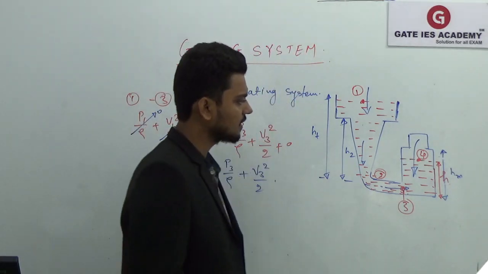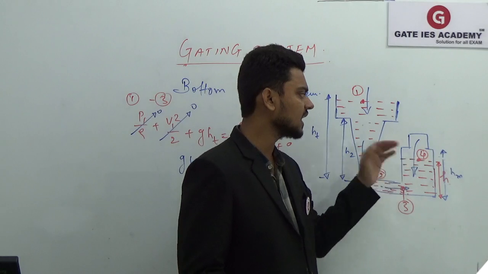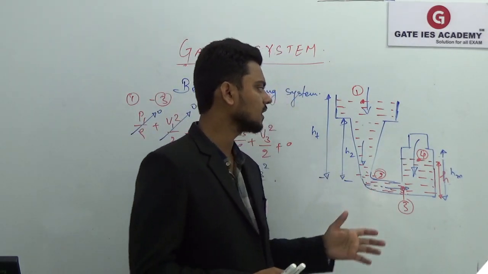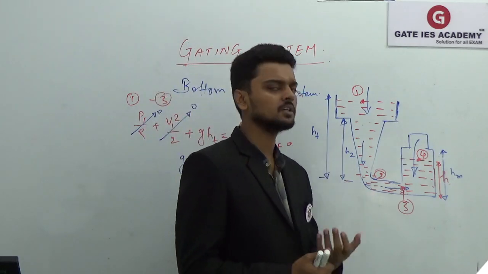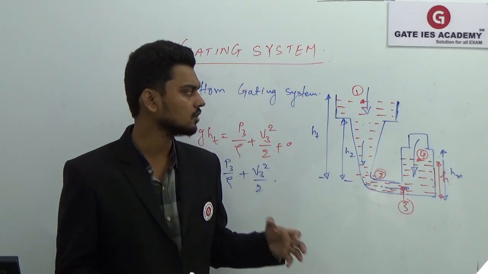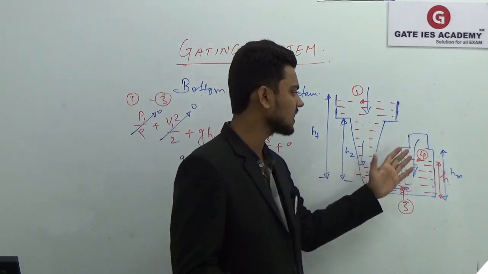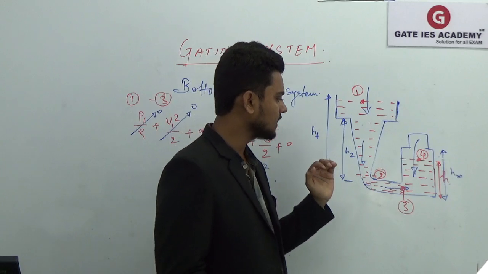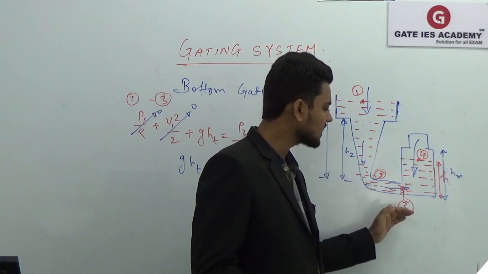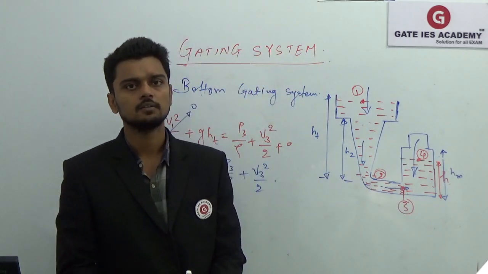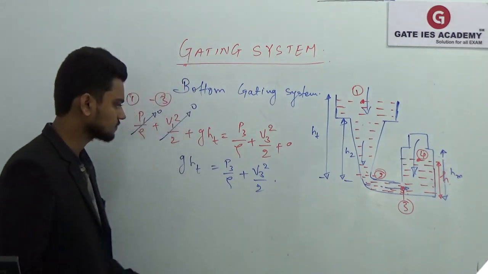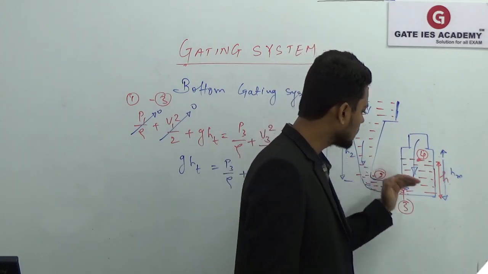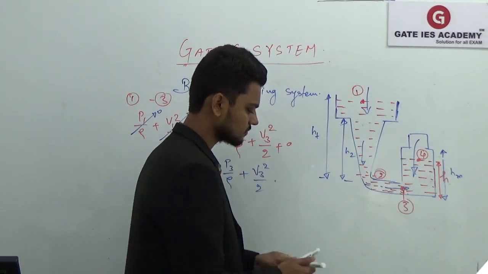Now after filling the cavity up to height h, the velocity at 4 is very small, and we can consider that the velocity tends to 0, so we take it as 0. After filling the cavity up to height h, this molten metal has lost its momentum, and we consider V3 again. So we will find out the pressure at 3.